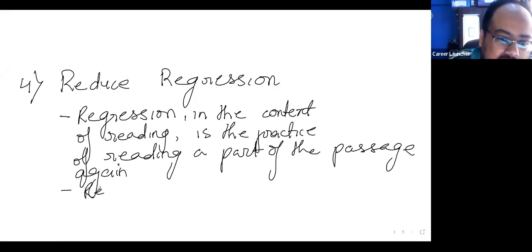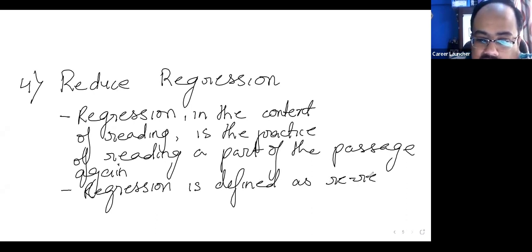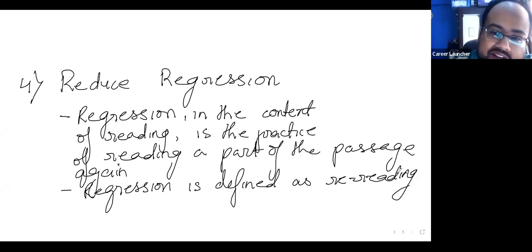So, in simple words, regression is defined as rereading. I'm talking about this from the context of reading comprehension. Regression has other meanings also in a general context. But right now, from the perspective of reading comprehension, regression is defined as the practice of rereading.